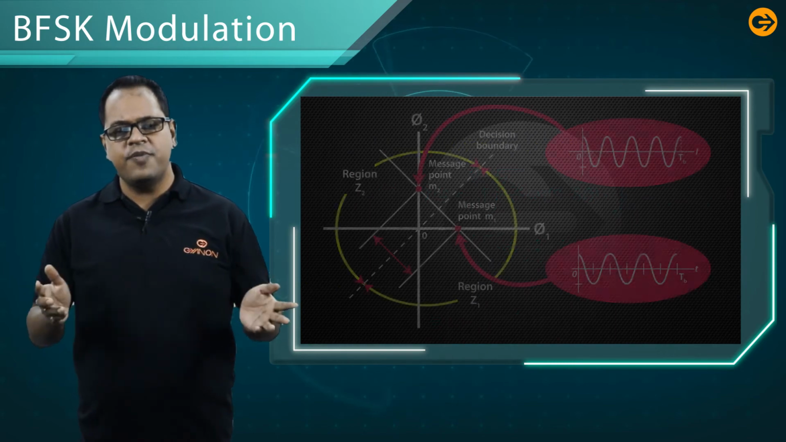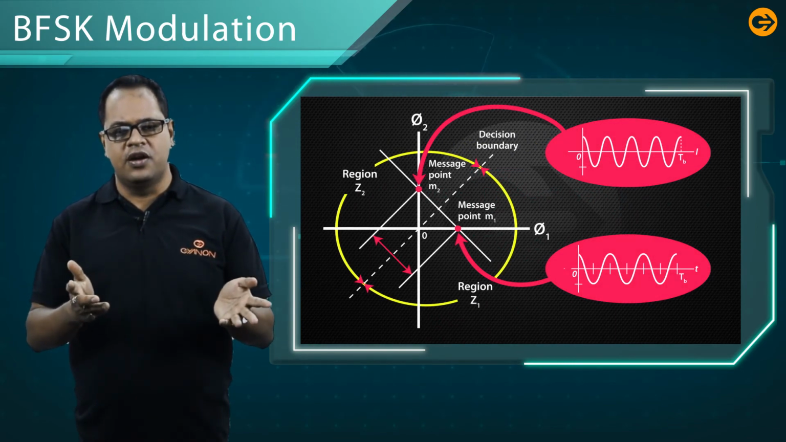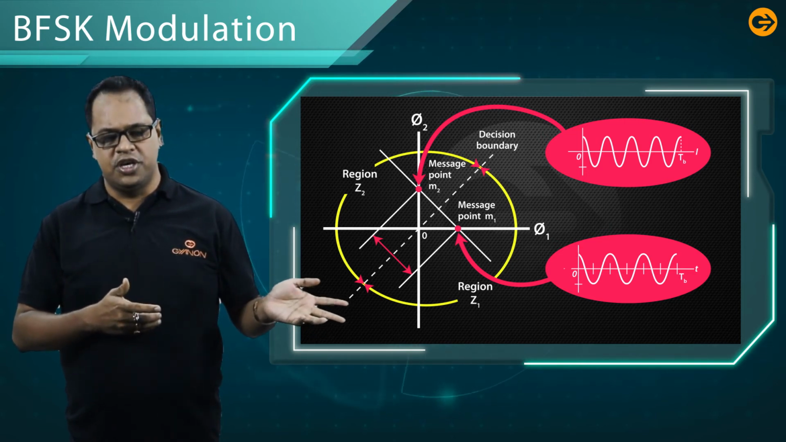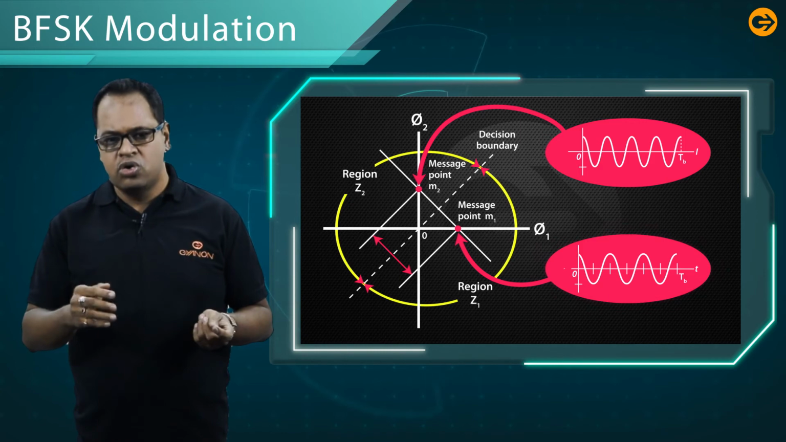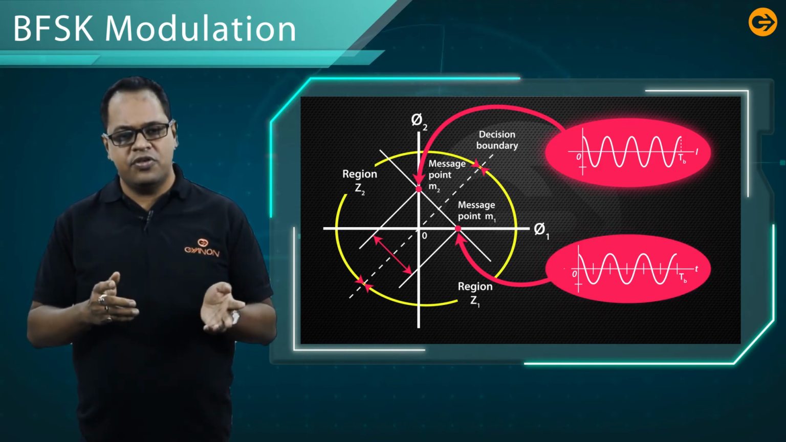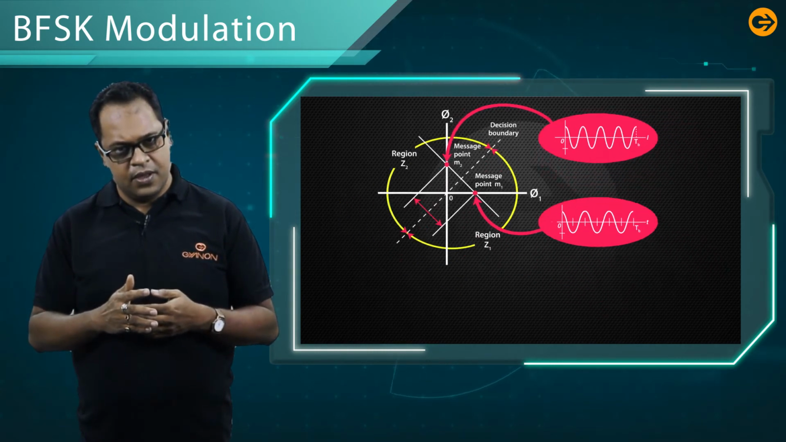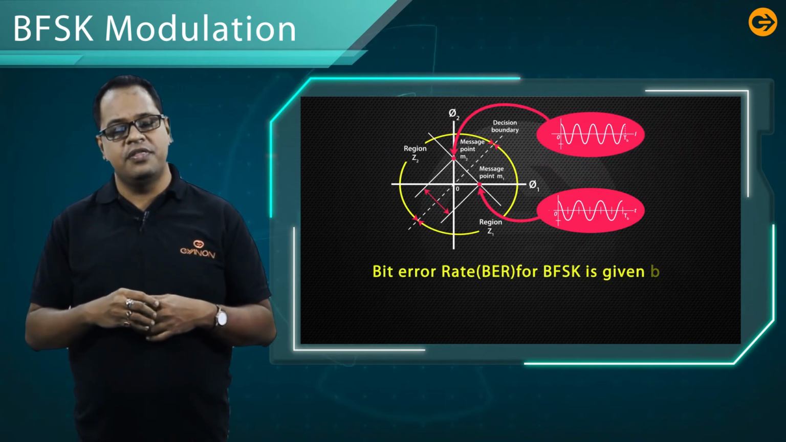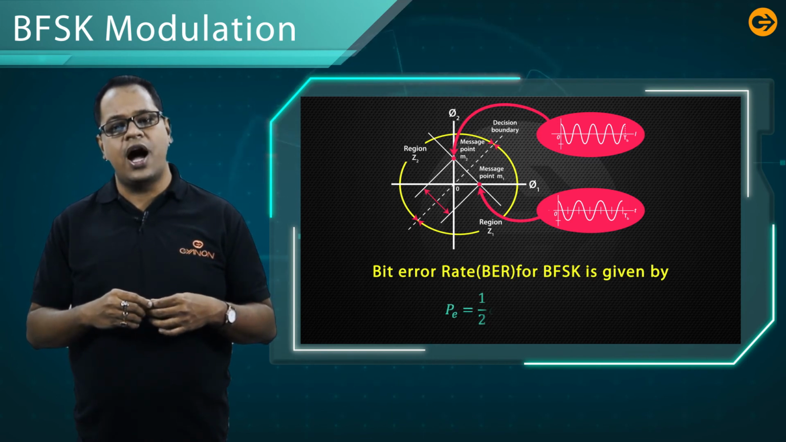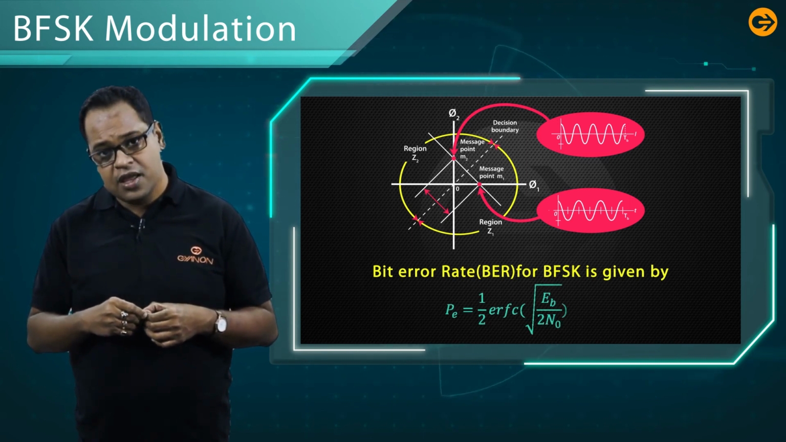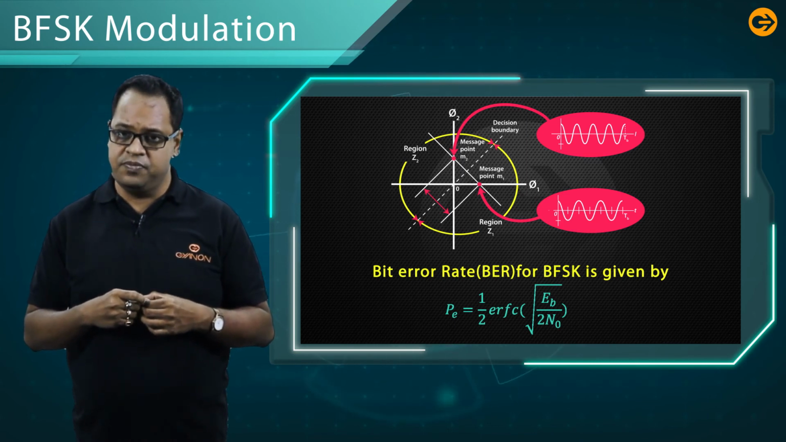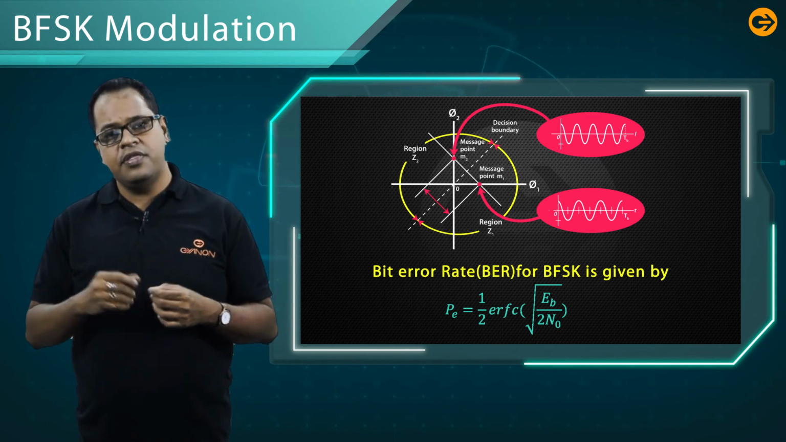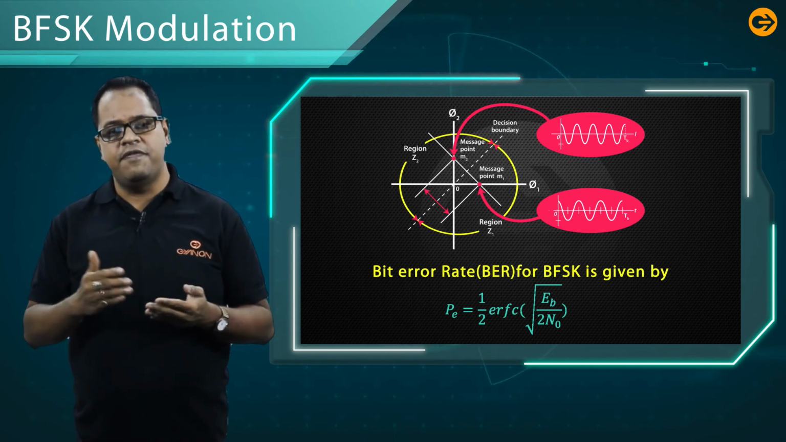The signal space representation is as shown in the figure. The Euclidean representation is also shown in this picture. So s1 is equal to (root Eb, 0) and s2 is (0, root Eb). The bit error rate or BER of BFSK is given by Pe is equal to half erfc. What is erfc? erfc is the error function of root over root Eb by 2N0. This is the bit error rate for the BFSK.